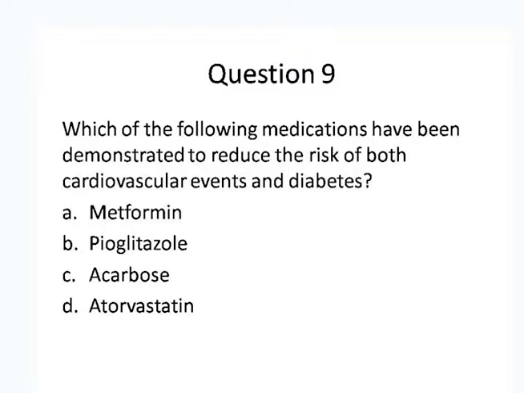All right, coming to the second to last question, it's only 10. Which of the following medications have been demonstrated to reduce the risk of both cardiovascular events and diabetes? You have metformin, pioglitazone, acarbose, atorvastatin. Okay, wait, I think one of my answers is wrong when I'm looking at it. Anyway, we'll skip that one when we get to the end.